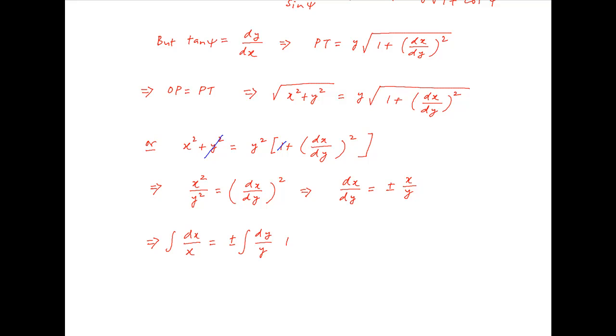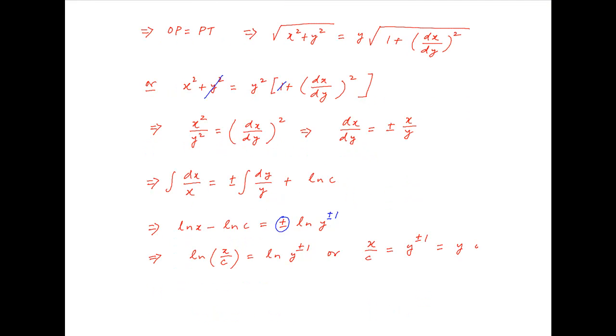Taking the integral of both sides and adding the constant of integration, say ln c, on the right hand side, we get ln x minus ln c is equal to plus minus ln y. Using properties of logarithms, the right hand side can be written as ln of y raised to the power plus minus 1, and the left hand side is equal to ln of x upon c. This implies that x upon c is equal to y raised to the power plus minus 1, and therefore x upon c is either equal to y or 1 upon y.